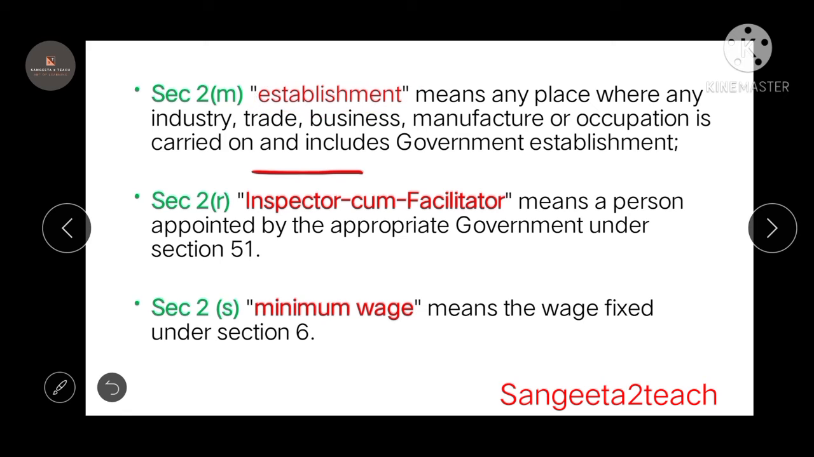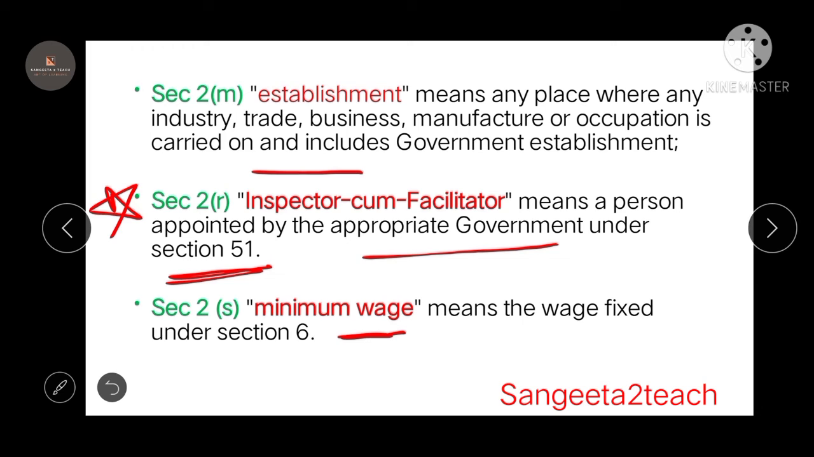Coming to section 2 of R, which is very important, it deals with the section 51. It is none other than the inspector cum facilitator. So this person is appointed by the appropriate government. Section 2 of S is going to deal with the minimum wage.